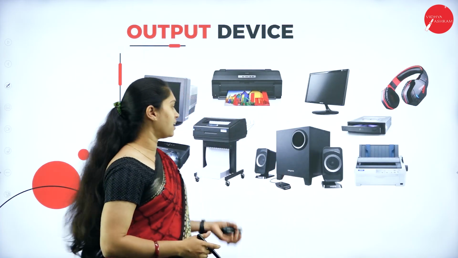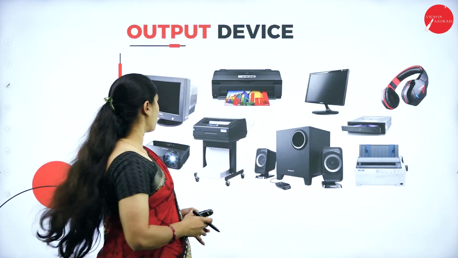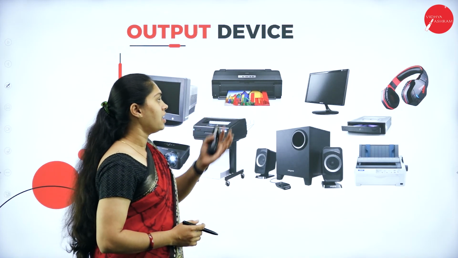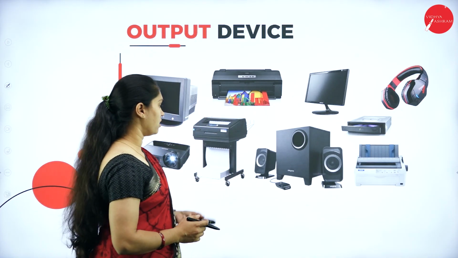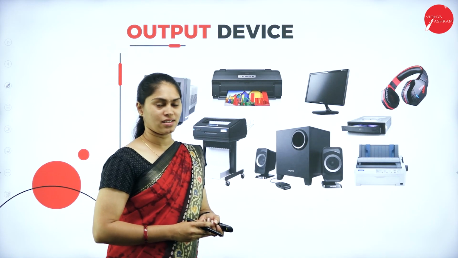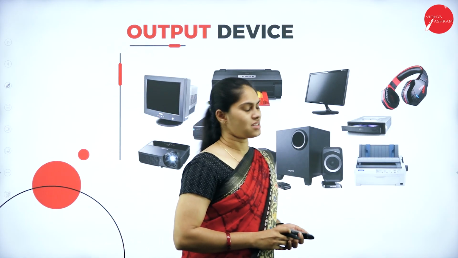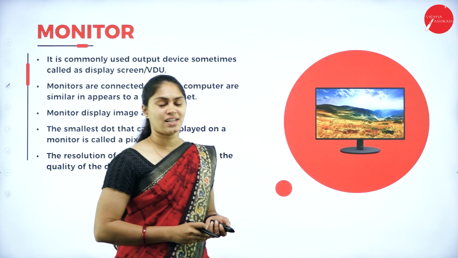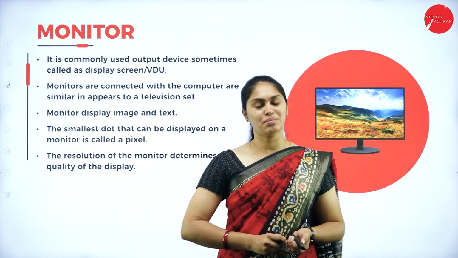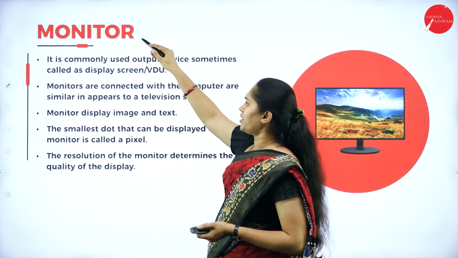So here you can see the different output devices. Here we have a monitor, printer, and also we have a speaker, plotter, and also we have a projector. So all these are examples of output devices. Amongst that, we're going to concentrate on the monitor as well as the printer. First we'll see the monitor.